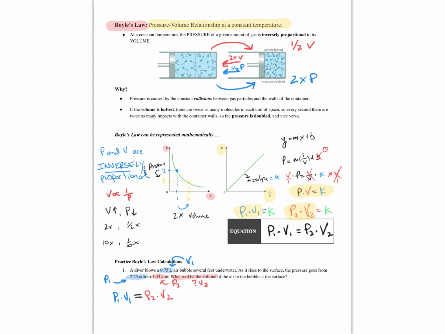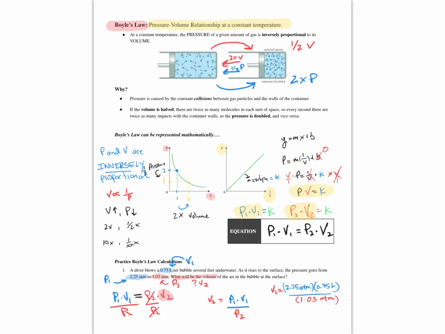Okay, so in this problem, a diver blows a 0.75 liter air bubble, that's our initial volume, V1, several feet underwater. As it rises to the surface, the pressure goes from 2.25 atm, that's our P1, to 1.03 atm, that's our P2. What will be the new volume? So we're trying to find our V2. So we can actually rewrite Boyle's law equation into V2 is equal to P1 times V1 over P2. And now this will allow us to input our values and solve.